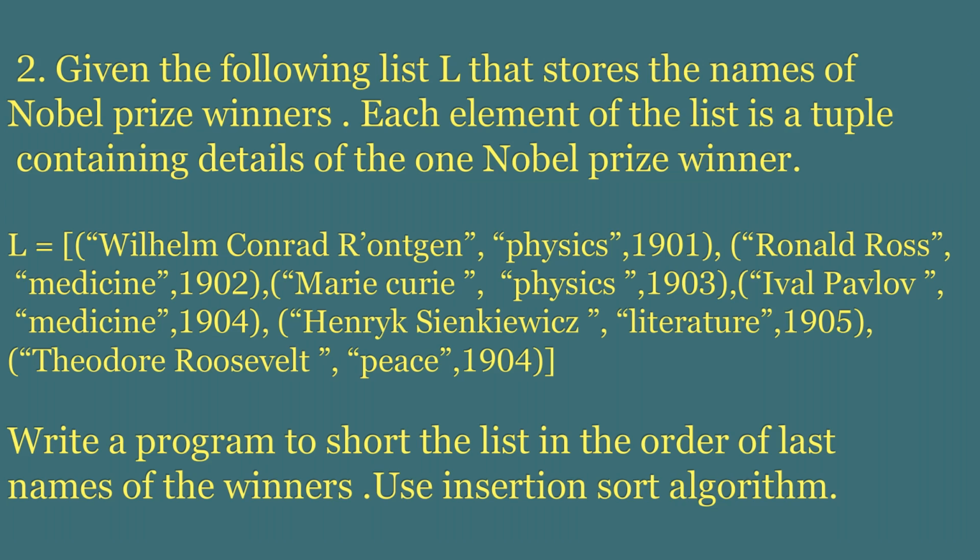Now, the next question is, given the following list L that stores the names of the Nobel Prize winners, each element of the list is a tuple containing details of one Nobel Prize winner. Now the list is like this. It contains first the name, then the subject in which they got the prize, and then the year. Like this, it has some tuples. Now write a program to sort the list in order of last names of the winners and use the insertion sort algorithm. Now let's see how to do this one.